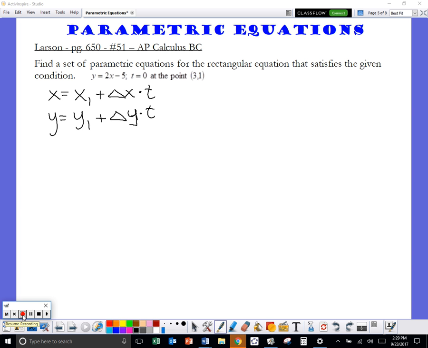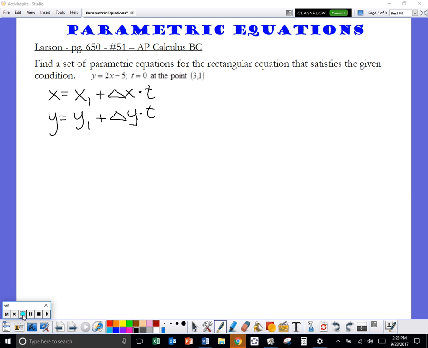Problem number 51, page 650 in the big L. Now, this wants us to go backwards. They've given us the xy equation. We need to get a set of parametric equations. Now, there are many that we could write. In general, we will use the form that's up here.